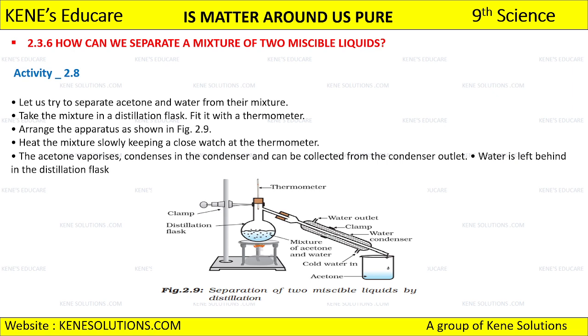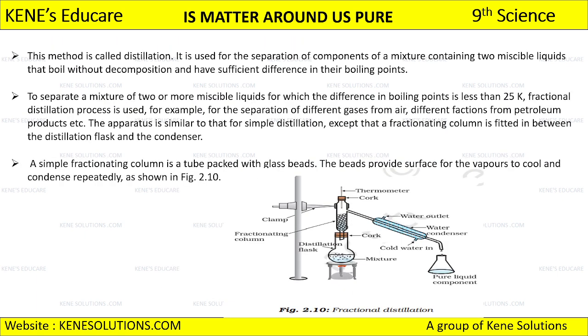Then we will discuss how we can separate a mixture of two miscible liquids, and that again is going to be through an activity. The process through which we separate a mixture of two miscible liquids, we know as the distillation process. What is this process called? The distillation process. After distillation, we will be discussing fractional distillation, and the other normal distillation processes as well.